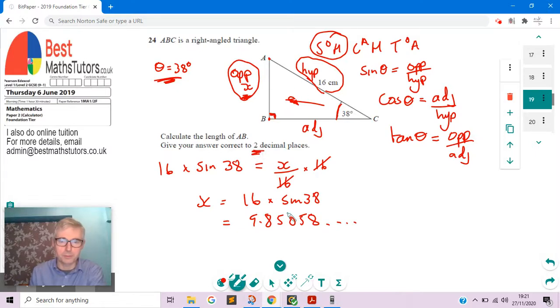But we want it to 2 decimal places. So we've got to round that. I'm going to round it by cutting it off here, because this is our first decimal place and this is our second decimal place. Because the 0 is not 5 or more, we just keep this one as it is. If the 0 had been 5 or more, we would have added 1 onto the second decimal place. So to 2 decimal places, this is 9.85, and it's centimetres. So it's important to look at what the units are there, and that is centimetres.